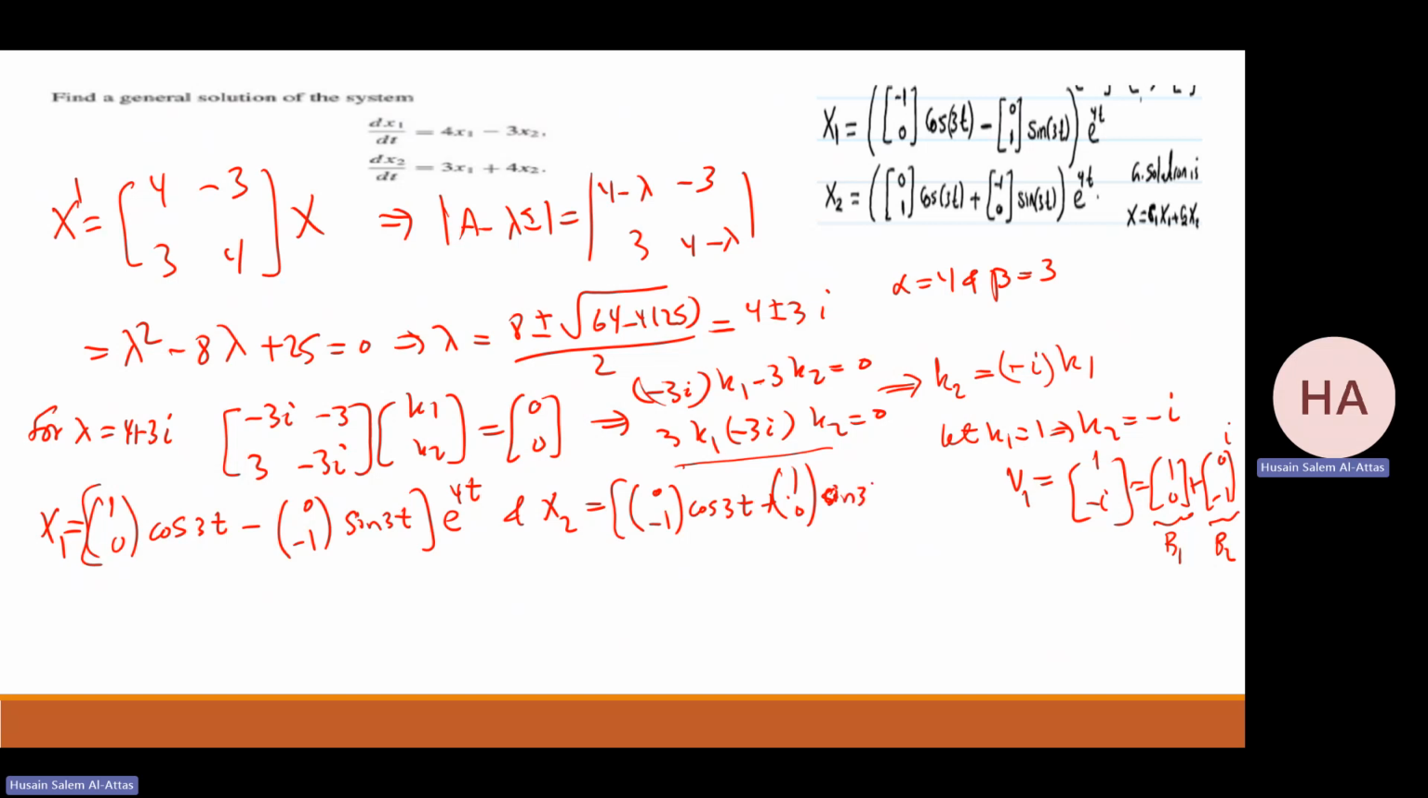sine 3t e to the power 4t. If you look at this solution, it's the same as this one, multiplied by a minus sign. Since you have a constant, that will not make a difference. Multiply everything by minus 1, you will get this one. And the second one, yes, the same thing. Multiply by minus 1, you will get the second one. So my general solution x will be C1 x1 plus C2 x2.